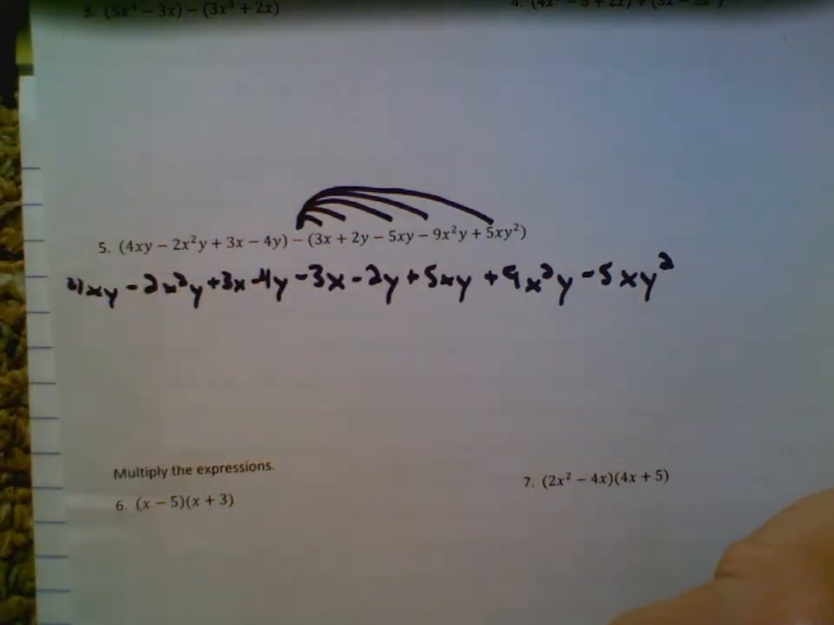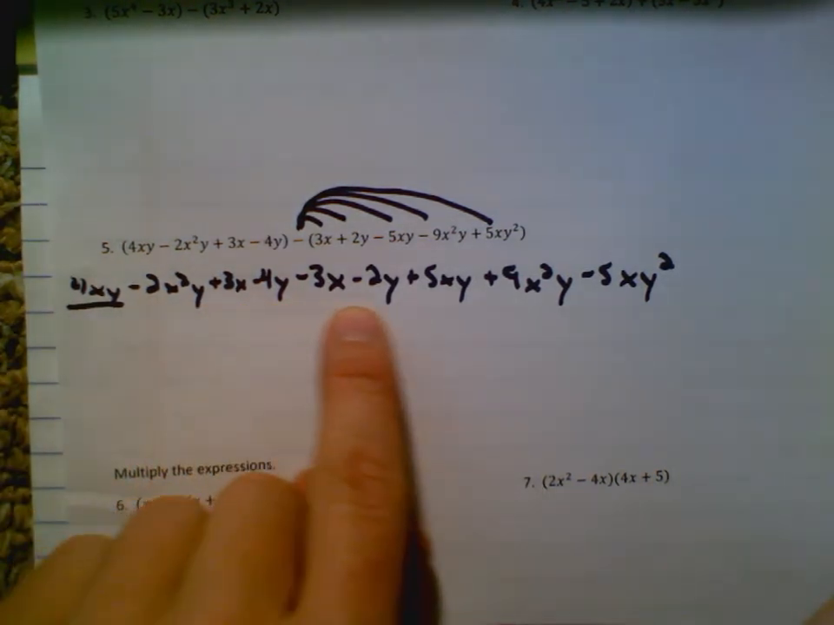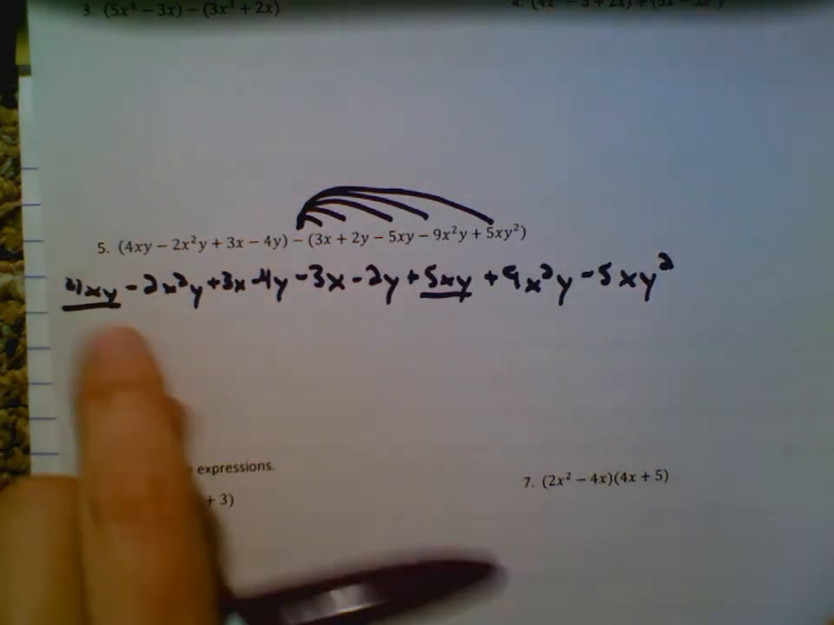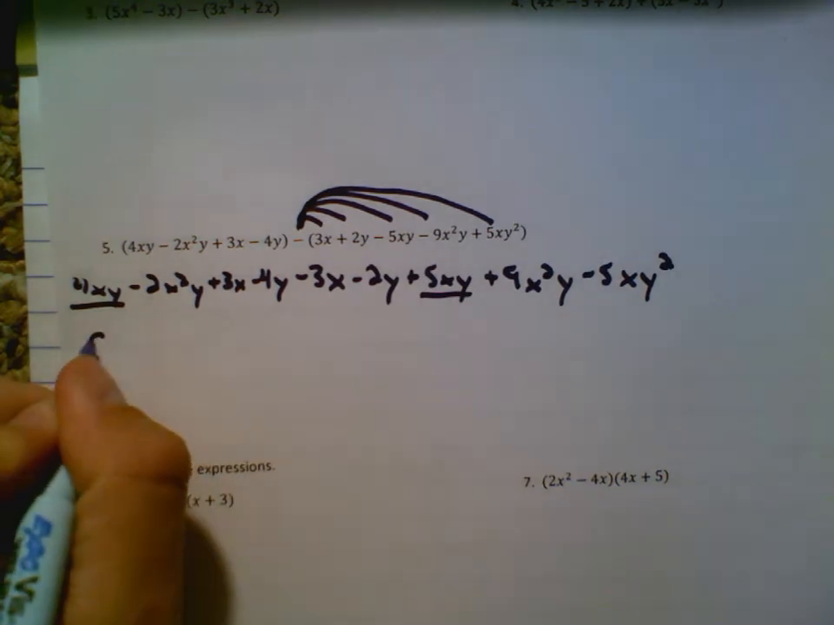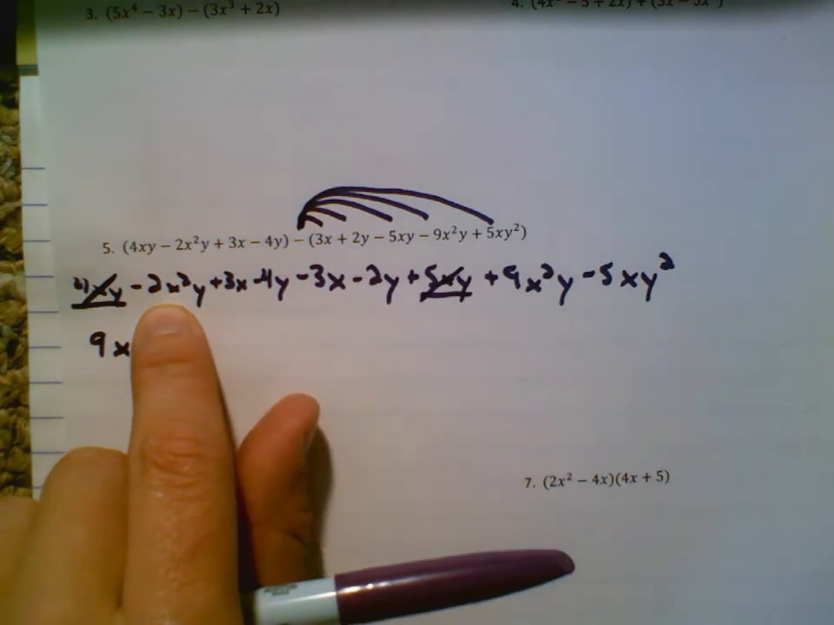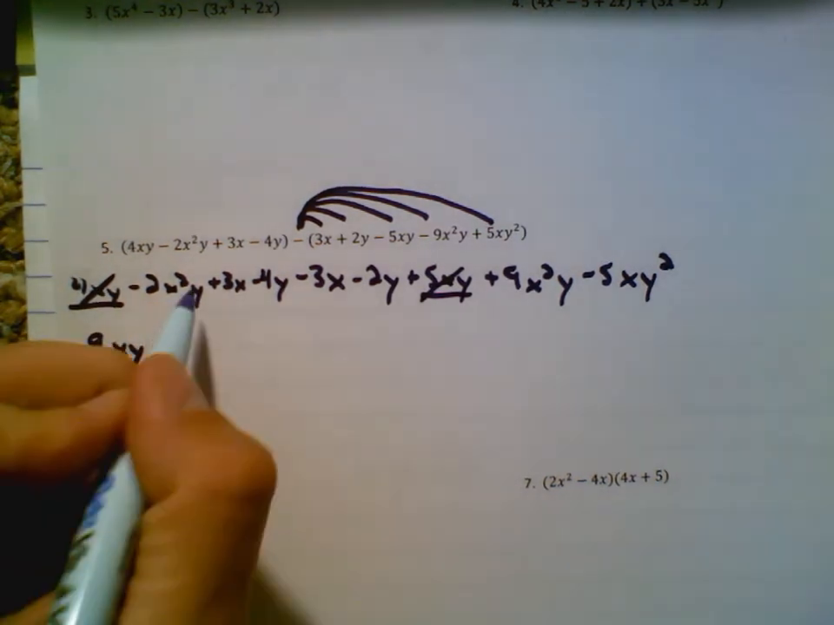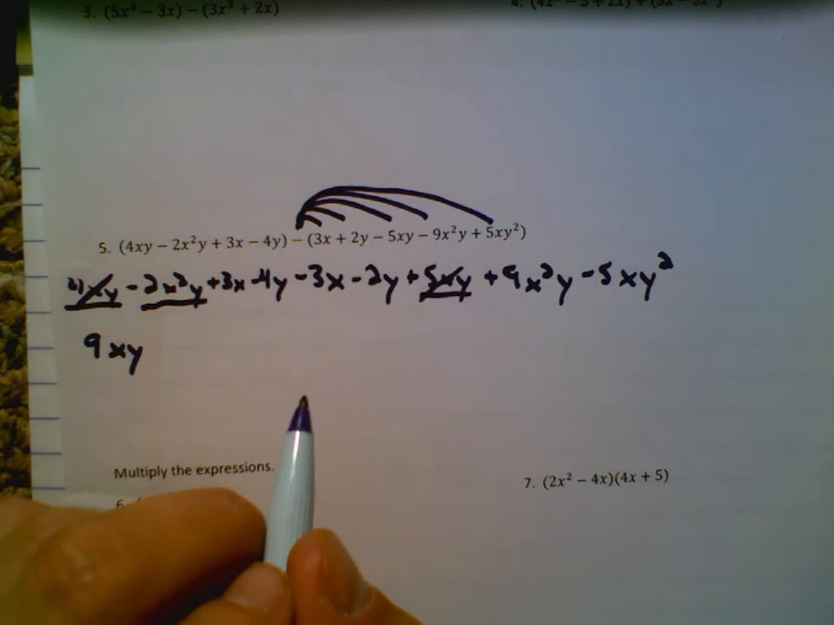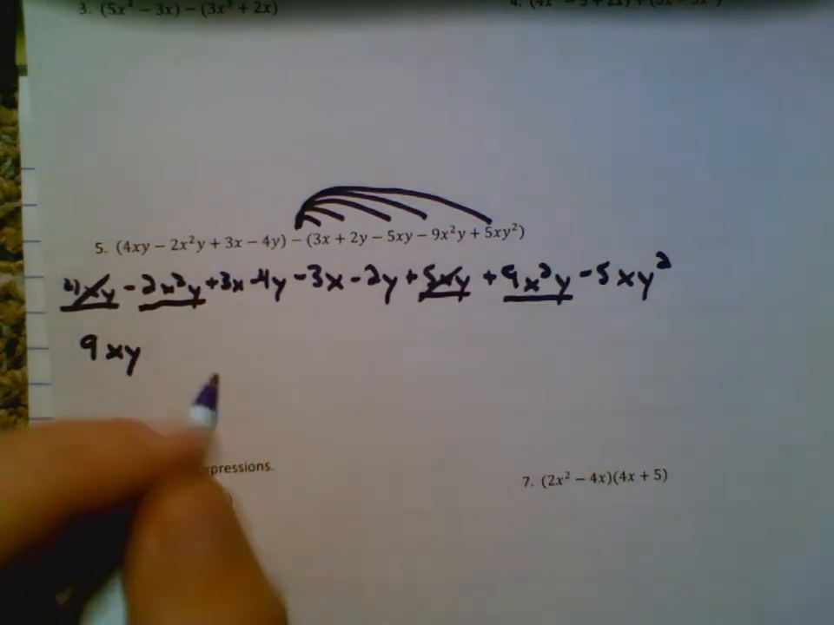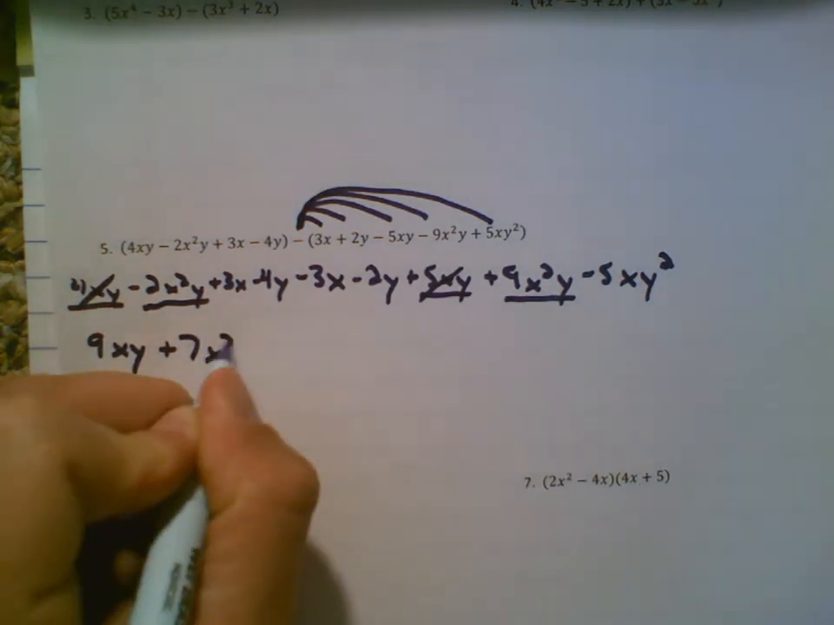Now, we need to combine the ones that are like terms. So they need to have the same variables with the same degrees. So my first term is 4xy. So I scan to see where I have any other xy's. Oh, here, I have 5xy. So if I take 4xy plus 5xy, I'm going to have 9xy's. Then I have negative 2x squared y. So I want to find where do I have any other x squared y's. Well, here I see I have 9 of them. So if I take negative 2 plus 9, I get 7x squared y.